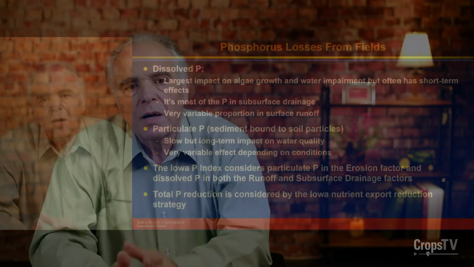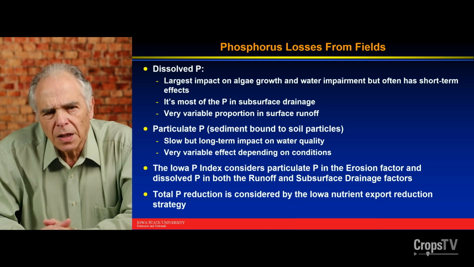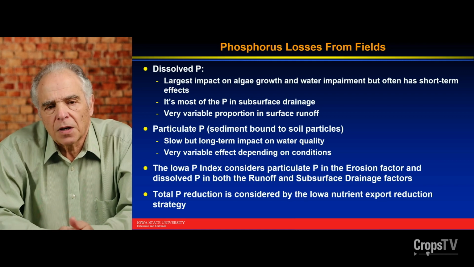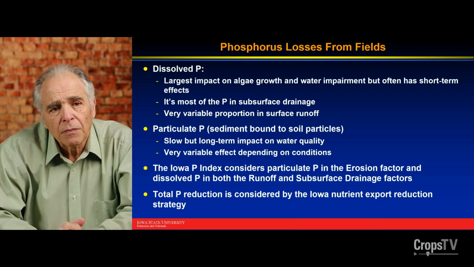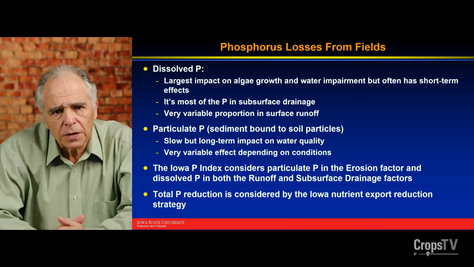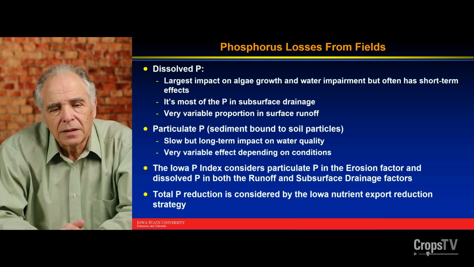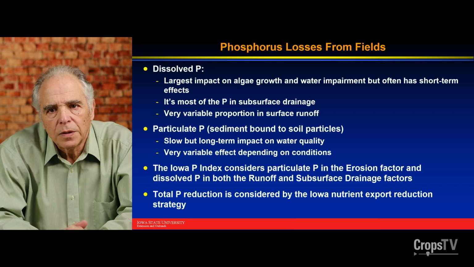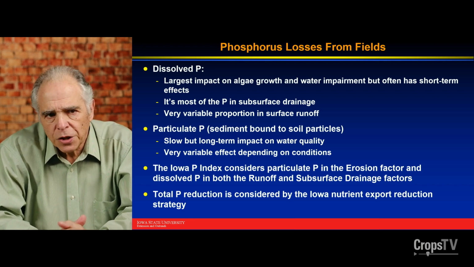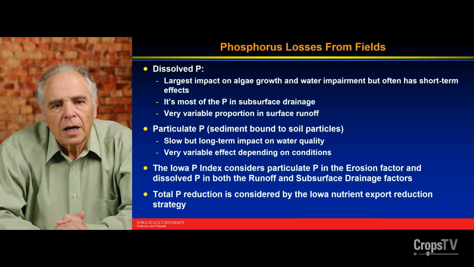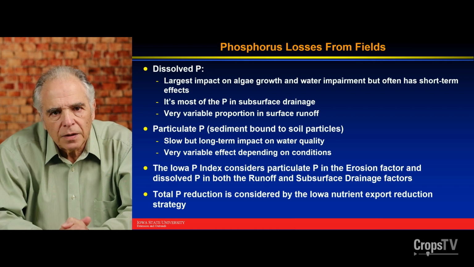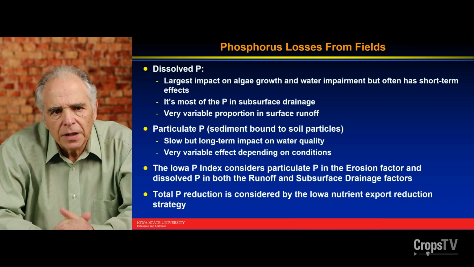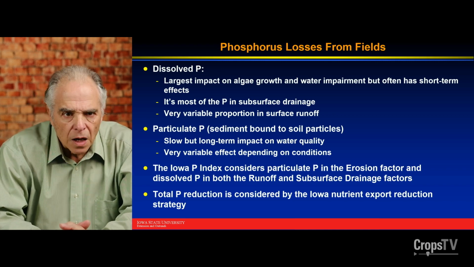See, when we talk about phosphorus loss from fields, we can analyze and classify the phosphorus in the runoff in many different ways. One is dissolved phosphorus. This has the larger impact, and the sooner impact is almost immediate on algae growth, but often has short-term effects. It's most of the P, almost 99% in subsurface drainage, and it's a very, very variable proportion in surface runoff.